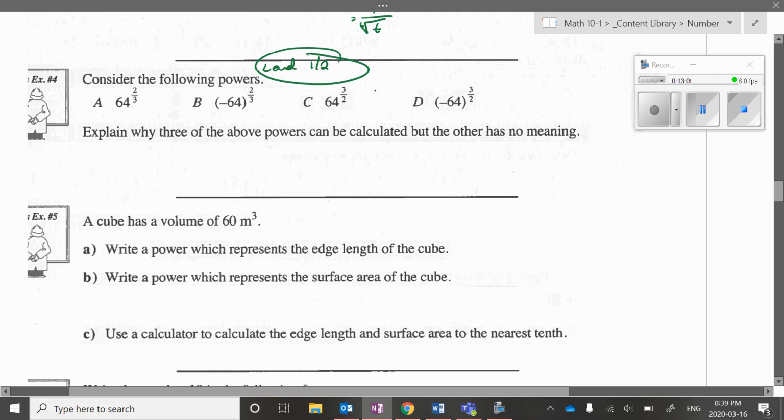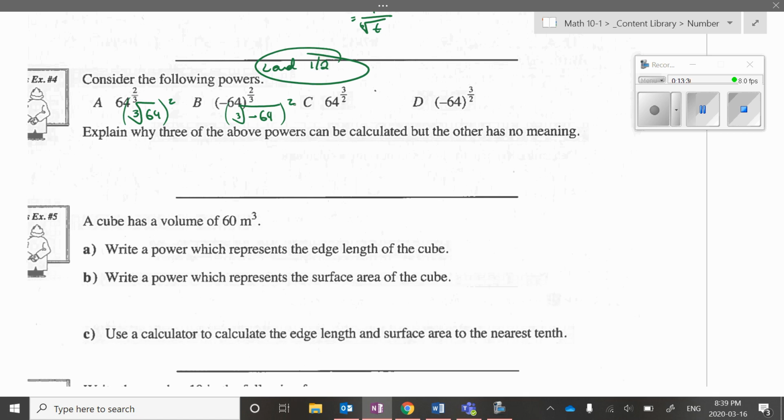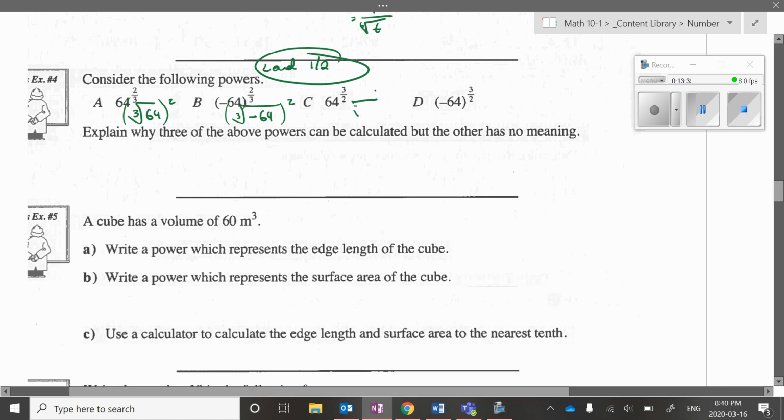So this first one, I'm going to have the cubic root of 64. That answer is squared. This next one, I'm going to have negative 64 cubed, all of that squared. So both of those are actually going to give me the same answer because I'm squaring them, so I'm going to get a positive on both of those. C, the square root of 64, cube that. This last one, the square root of negative 64. All of that's to the power of 3.